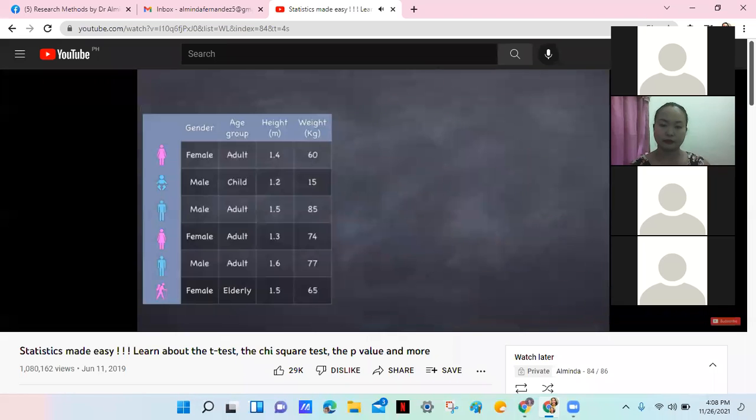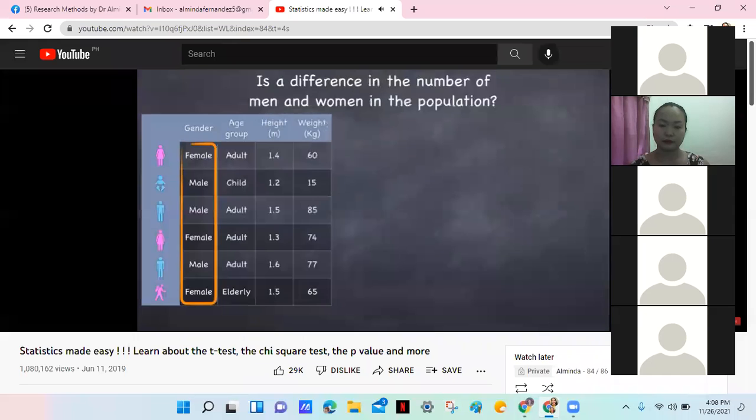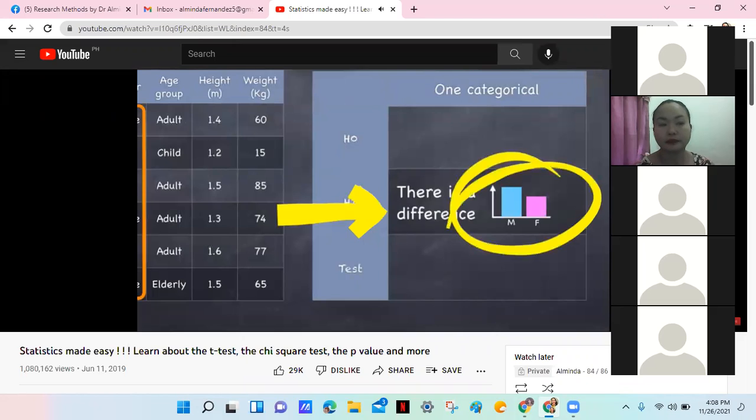So let's look at what we can do with just one categorical variable like gender. We might ask the question, is there a difference in the number of men and women in the population? Now, we could state that as a hypothesis, which is that there is a difference between the number of men and women in the population. And we could check to see whether or not we think that that is the case. And when we look at our sample data, well, we do in fact see that there's a difference in the proportion of men and women. So should we get excited? Well, no, not yet. Remember, this is just sample data.